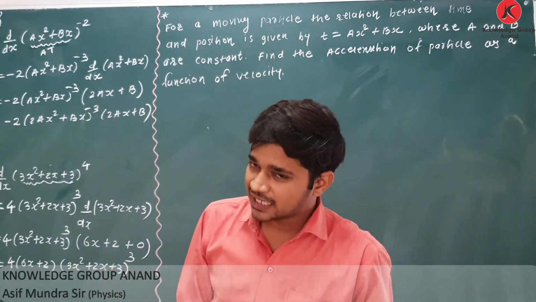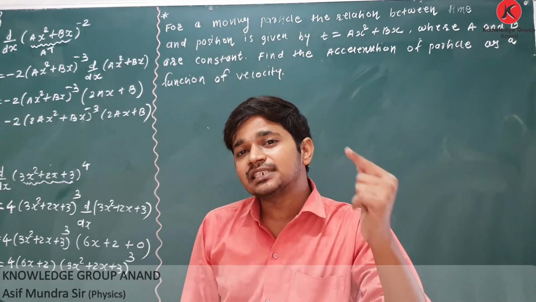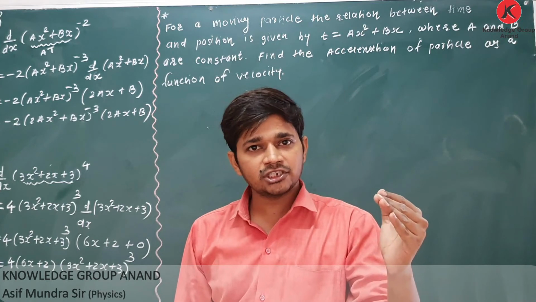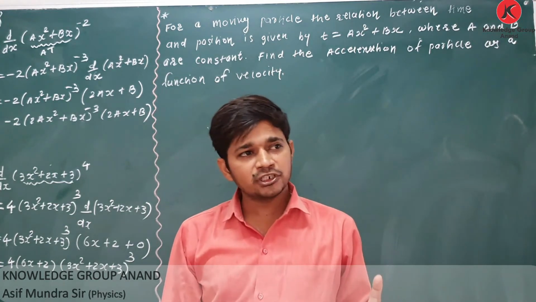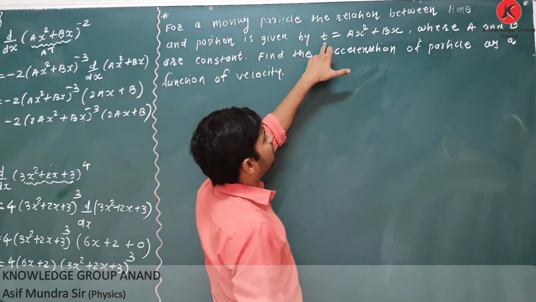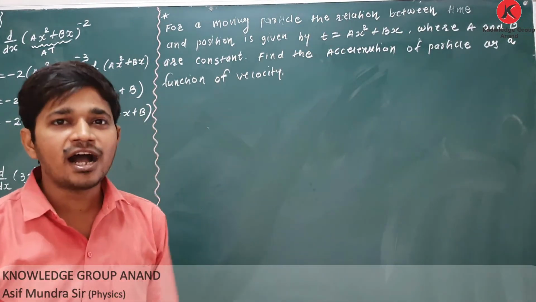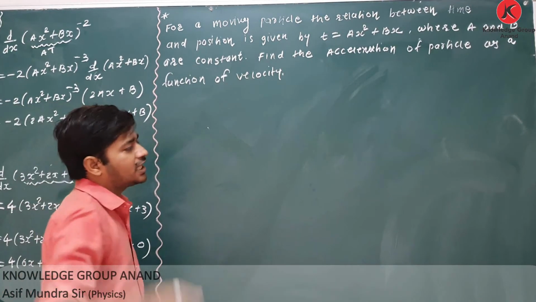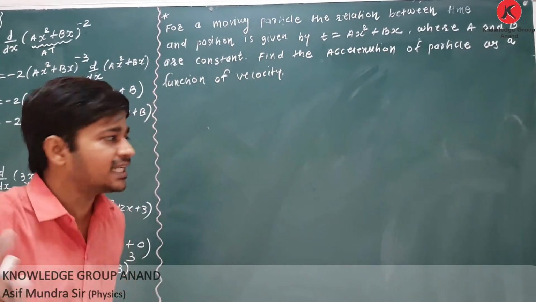You can understand, see the first question of today's lecture. If you are given x, then the first time differentiation gives velocity, and the second time differentiation gives acceleration. But here you are given the equation of time and you have to find acceleration. Then how to find this acceleration?